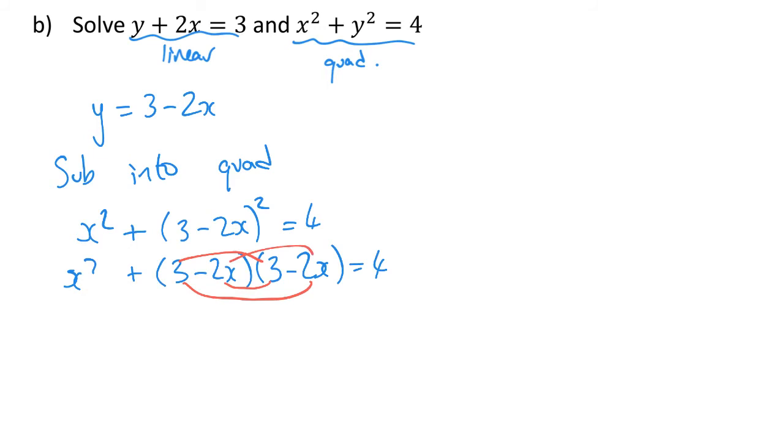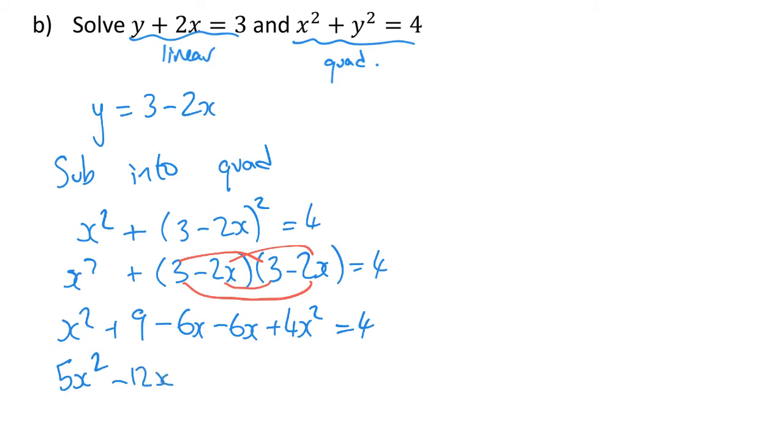So we're going to have x squared plus 9 minus 6x plus 4x squared. So minus 2 times minus 2 is plus 4, x times x is x squared, equals 4. We'll collect like terms, and we've got 5x squared minus 12x plus 9 equals 4. Now for a quadratic equation, we need it to equal 0. So if we bring the 4 over, we've got 5x squared minus 12x plus 5 equals 0.